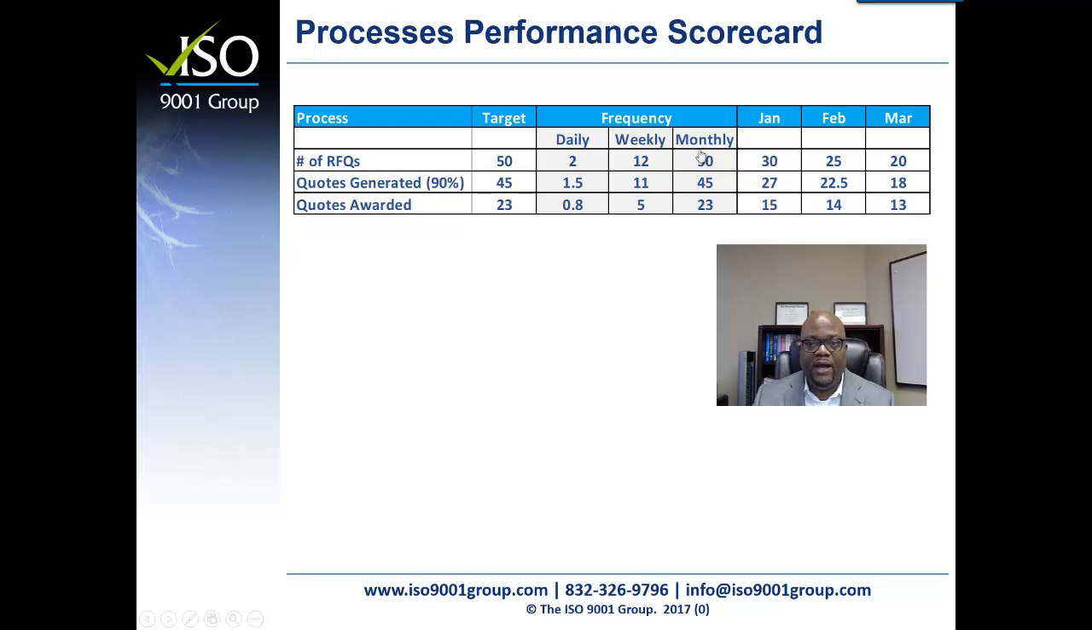Now that I have the KPI, I can now measure the actual output of the process. So here we can see that our marketing process is generating 30 RFQs in January. Now it didn't meet our target, which was 50. We can also see in February that the marketing process generated 25 RFQs and then 20 in March. So we can clearly see that we need to make some adjustments in the marketing process so that we can achieve our goal of 50 RFQs per month.